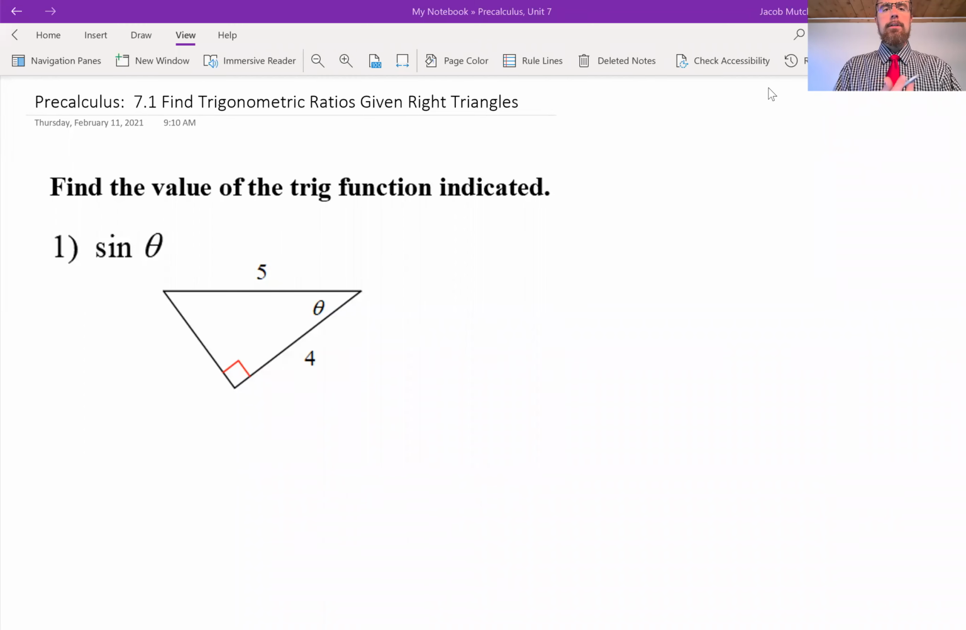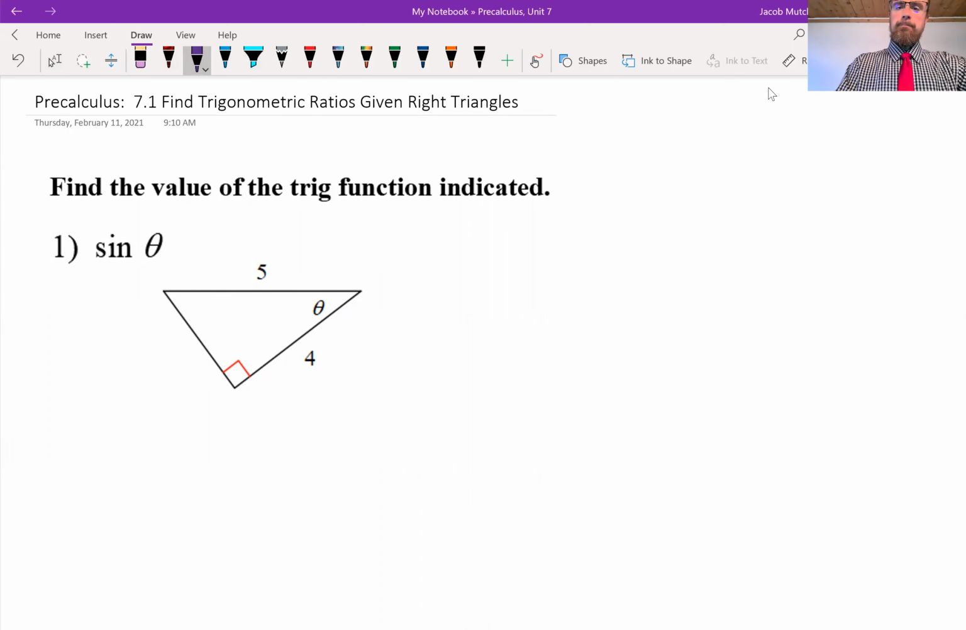Welcome to Pre-Calculus. Today we will investigate finding trigonometric ratios given right triangles. We'll take a look at three examples. My first example is asking for us to find the value of the trig function indicated. And the one that we are looking at for this first example is finding sine of theta.